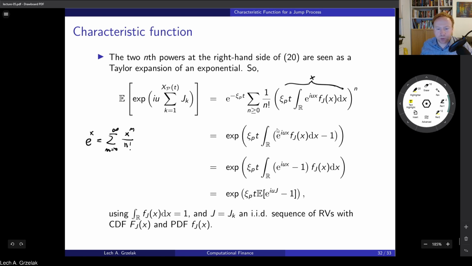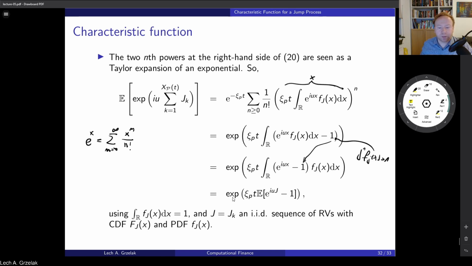After substitution, and also including this exponent term, we can see that here it's a minus 1. This is the expression we got. So we have xi p t, and we have an integral, and of course we can also put under the integral an integral over f_J. The tricky part here, or not tricky, but maybe something you can easily notice, is that the integral over the density of J of x is equal to 1. This is why this 1 is included under the integral. And this is also the definition of an expectation.